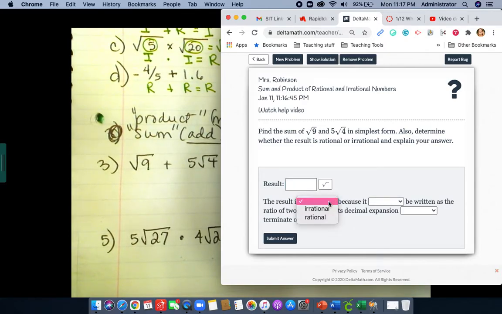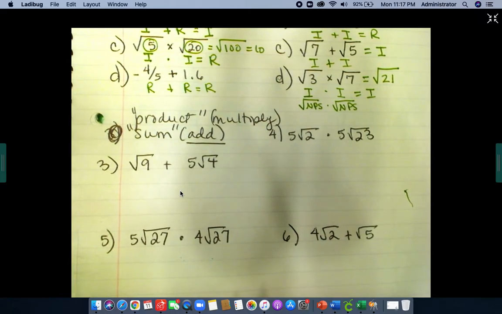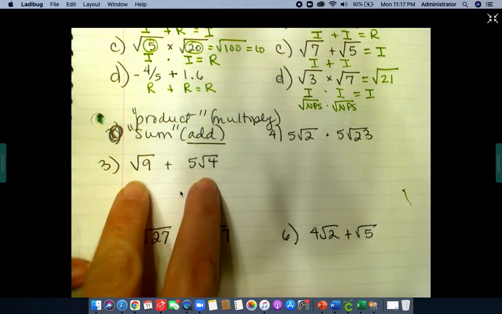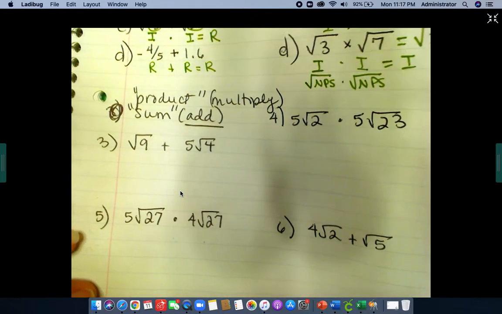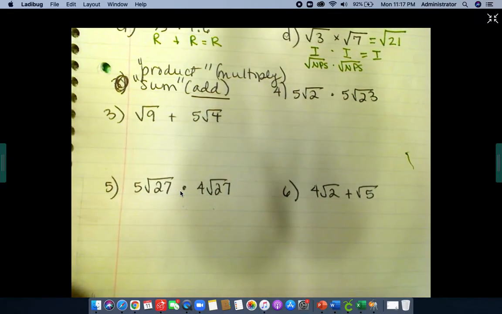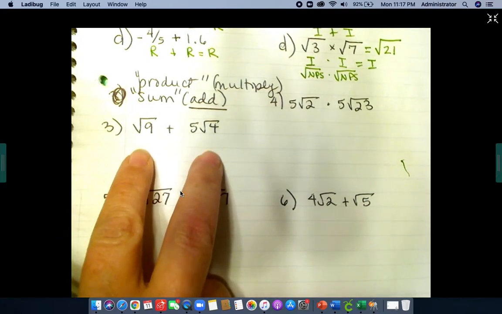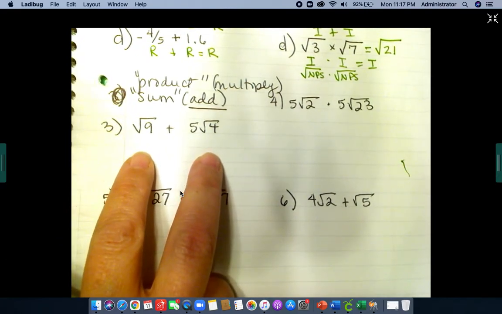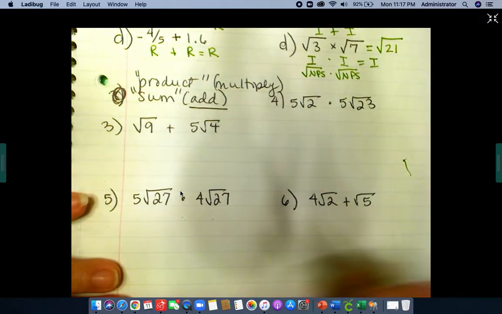So you have to decide, is my result, so is this number here, irrational or rational, because it can or cannot be written as the ratio of two integers, and its decimal expansion does or does not terminate or repeat. So I'll give you a little more detail after I talk about how to answer this. So if you take a look at number 3, you can type this in your calculator to see if you get rational or irrational, but if it's an irrational answer, you're going to get a long decimal, and you cannot type that in Deltamath. So I'm going to show you how to do these.